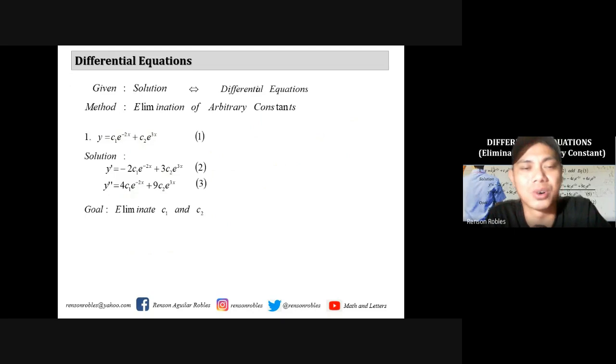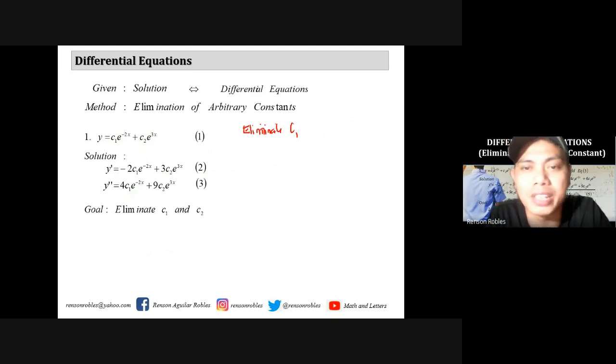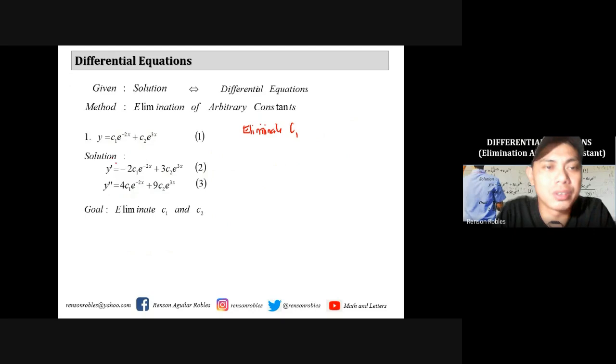Okay, so our goal is to eliminate C1 and C2. So I can now use equation 1 and 2 to eliminate C1. So we shall eliminate C1 first, but you can also do it in C2. You can eliminate C2, but allow me to eliminate C1 for this particular example. So to do that, I'll be using equation 1 and equation 2.